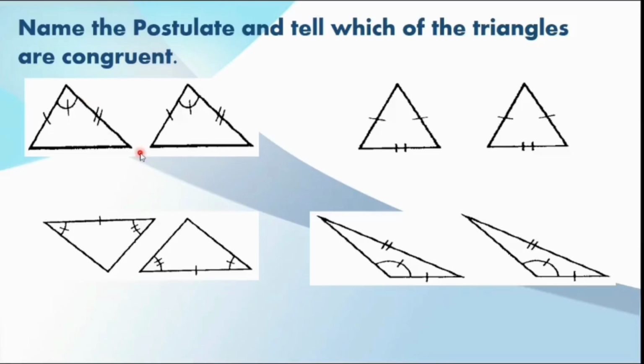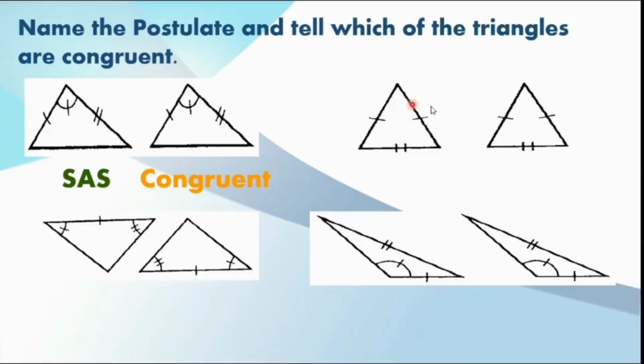On number 1, we have 2 pairs of sides and 1 pair of angles. So we have side, angle, side. On the second triangle, we have side, angle, side. So obviously, this is for SAS congruence postulate. Question, do we have SAS congruence postulate? Yes. So therefore, we can say that these 2 triangles here are congruent.